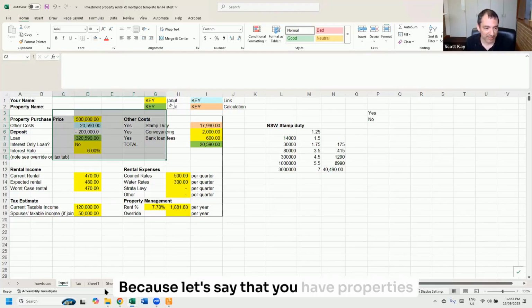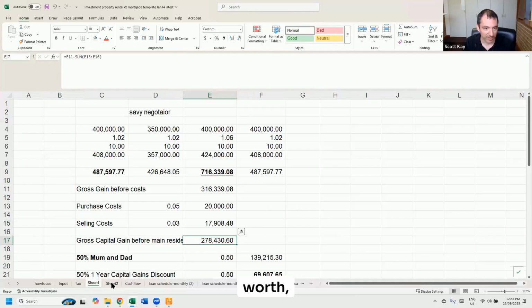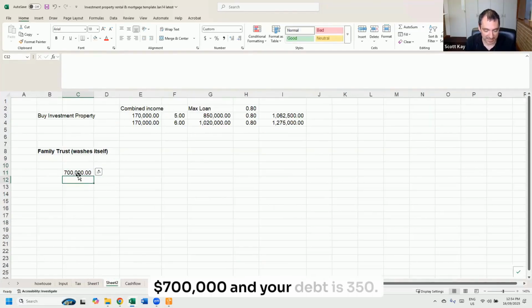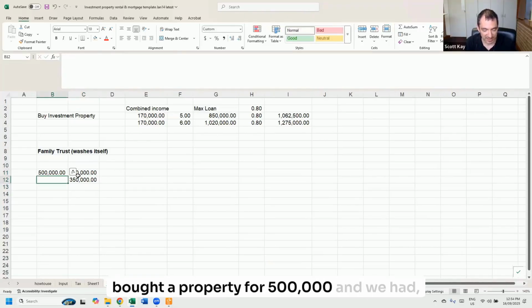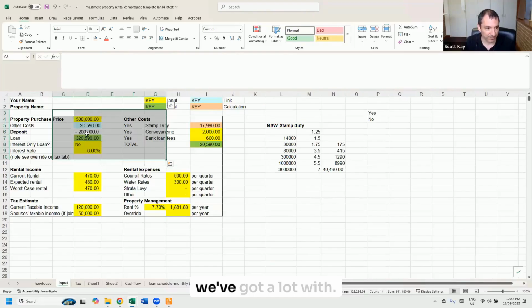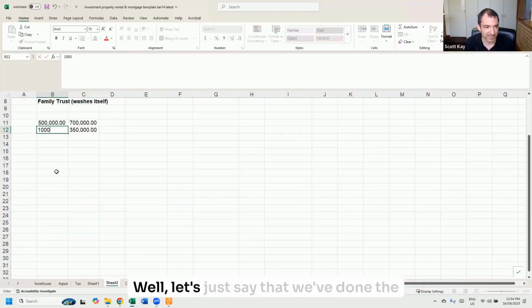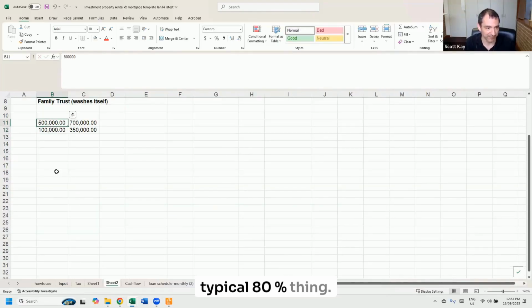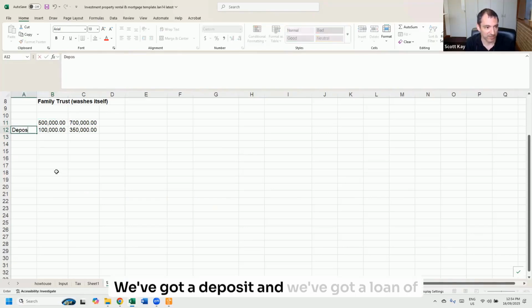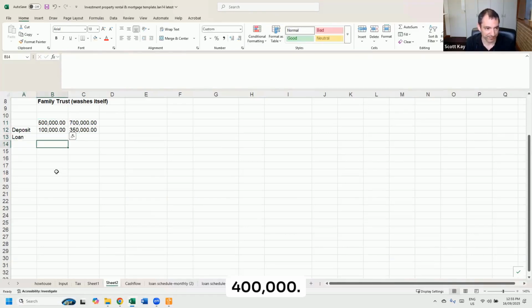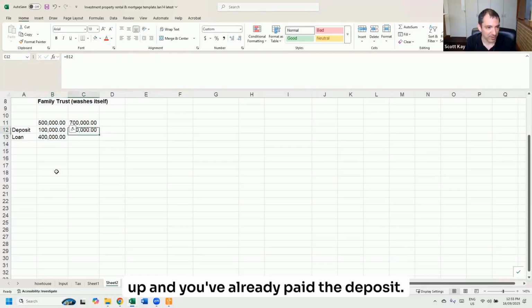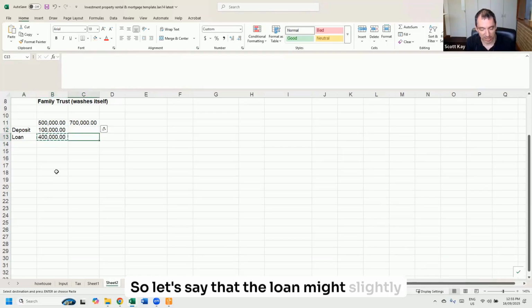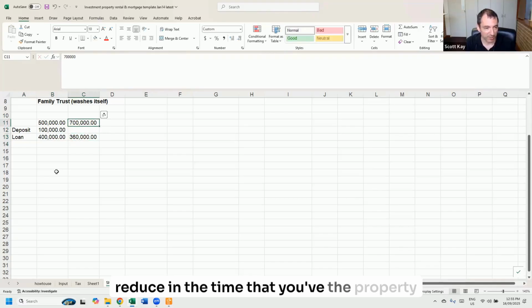Because let's say you have a property worth 500,000 and we've done the typical 80% thing. We've got a deposit and a loan of 400,000. If the property goes up, and you've already paid the deposit, the loan might also slightly reduce in the time that the property increases.